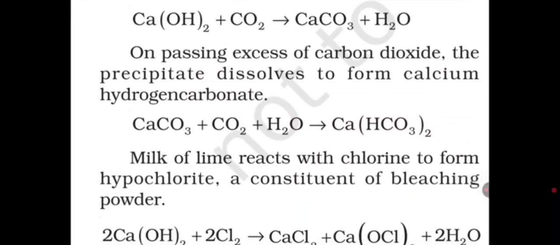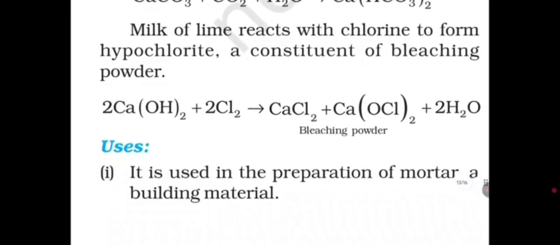Ca(OH)2 plus CO2 gives calcium carbonate plus water. On passing excess of carbon dioxide, the precipitate dissolves to form calcium hydrogen carbonate. CaCO3 plus CO2 plus water gives Ca(HCO3)2. Milk of lime reacts with chlorine to form hypochlorite, a constituent of bleaching powder. The reaction is 2 moles of calcium hydroxide plus 2 moles of Cl2 gives CaCl2 plus Ca(OCl)2 plus 2H2O, which is bleaching powder.